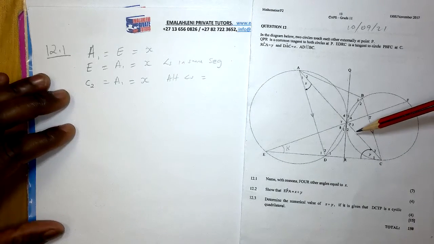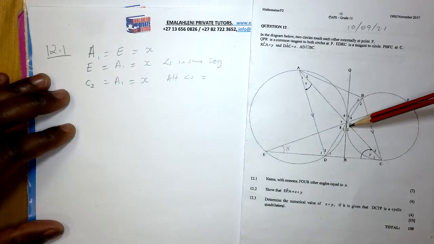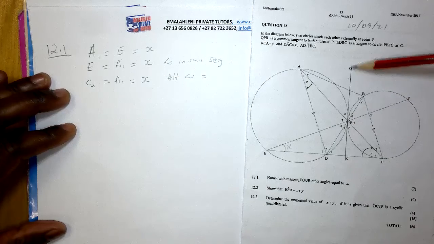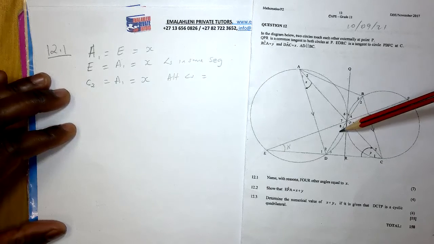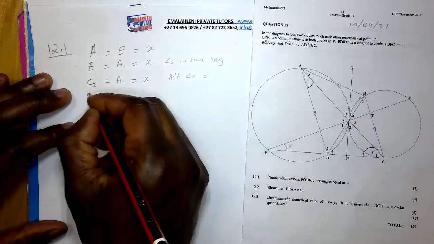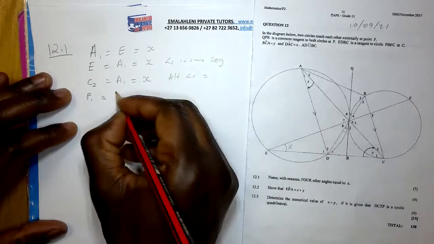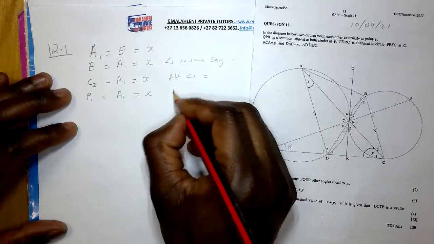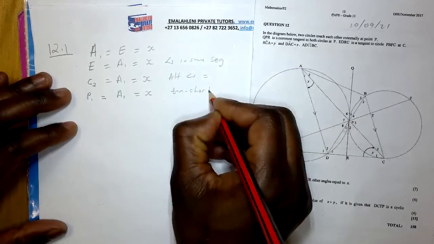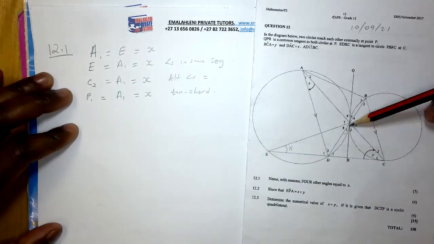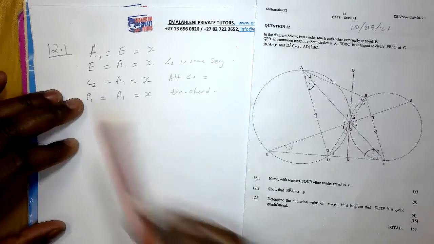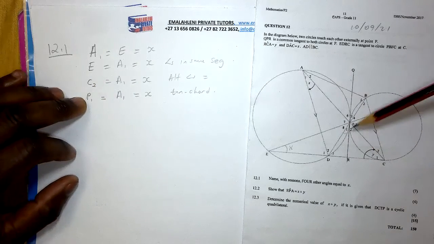What else can we have as equal? We see that here we have a tangent, QPR, and here is P1. P1 should also be equal to A1, which is x. Why are we saying that? Tan chord, because the chord is subtending the angle there. We've got 1, 2, 3. What is the fourth angle that is equal to x?